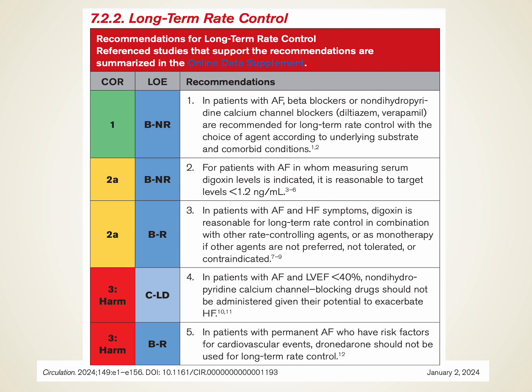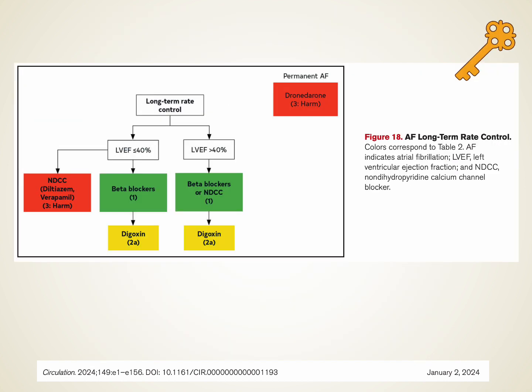For long-term rate control, most often I'll see folks on beta blockers or diltiazem. If they have consistently low EFs below 40%, we are going to be avoiding diltiazem. So long-term rate control is pretty much beta blockers or diltiazem if their EF is above 40%, or beta blockers alone if their EF is less than 40%. They could also be candidates for digoxin as a secondary agent. But in low ejection fractions, we avoid diltiazem.